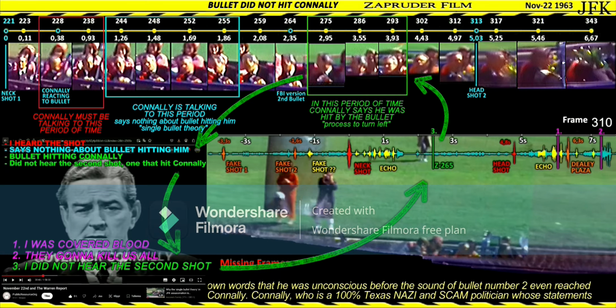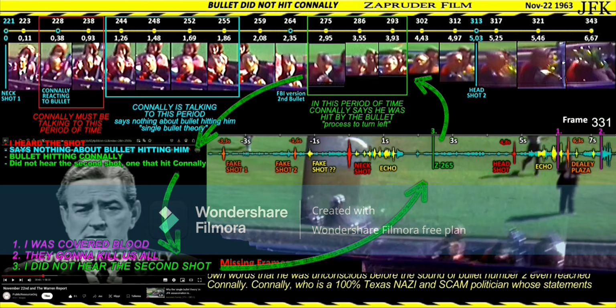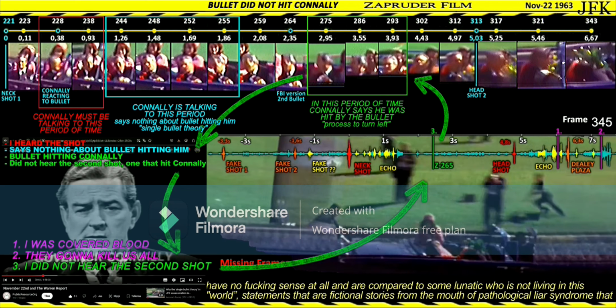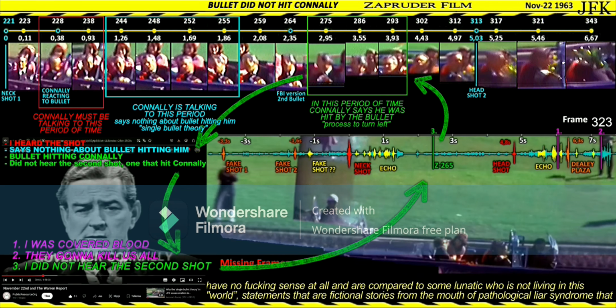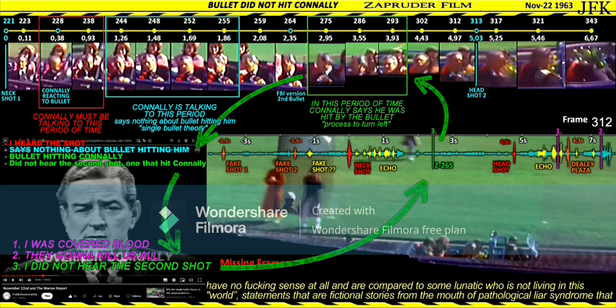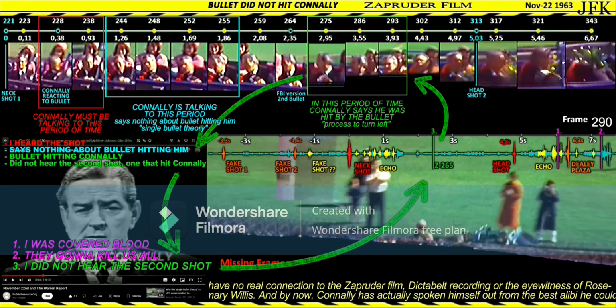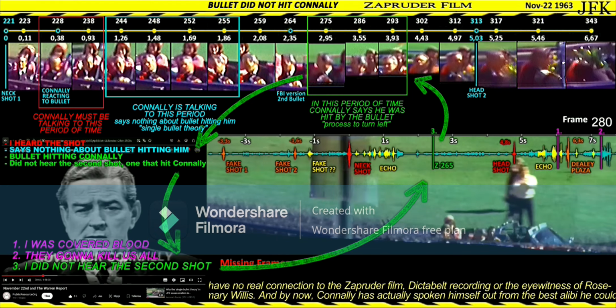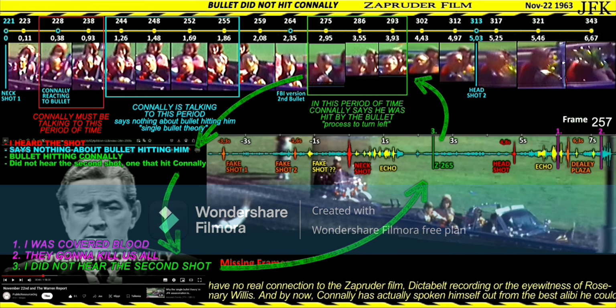Connolly is a 100% Texas Nazi and scam politician whose statements make no sense at all and are comparable to some lunatic who is not living in this world. Statements that are fictional stories from the mouth of a pathological liar, that have no real connection to the Zapruder film, Dictabelt recording or the eyewitness Rosemary Willis.